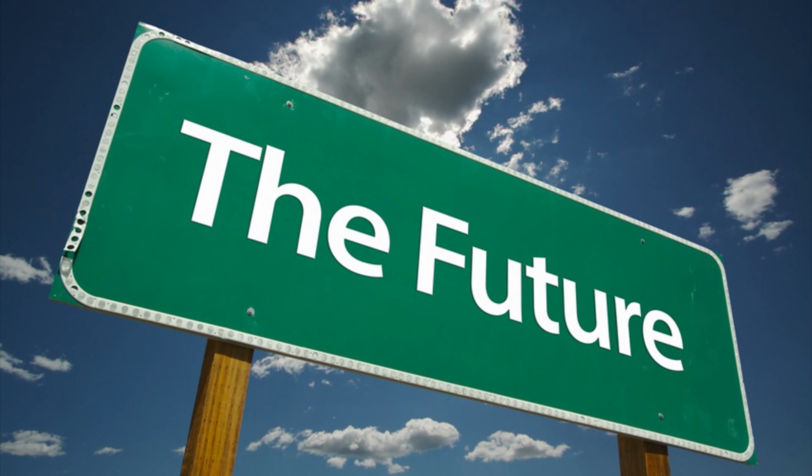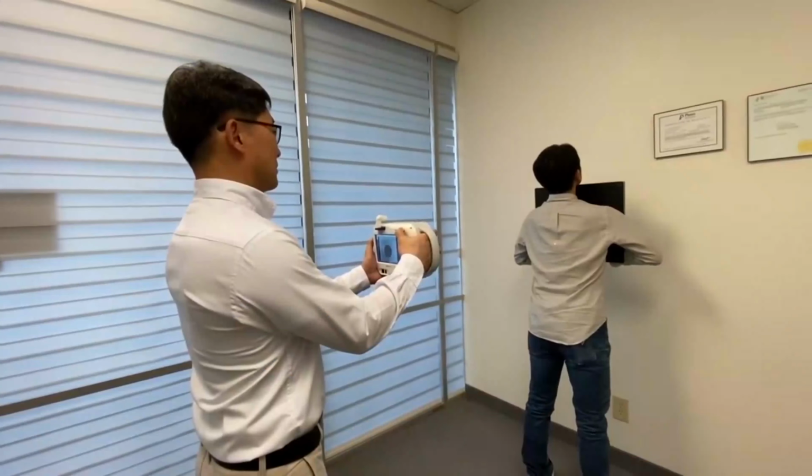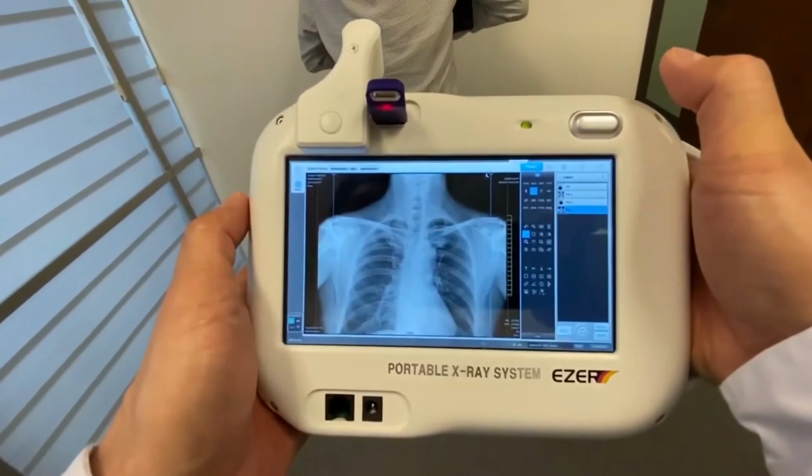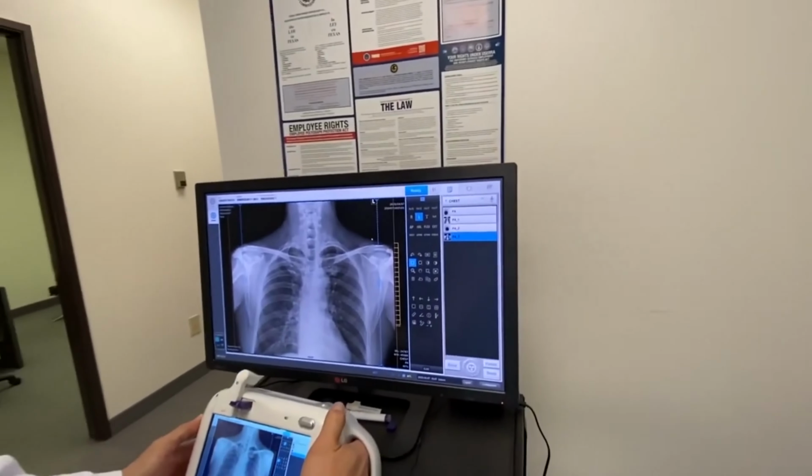The future is getting brighter every moment, with handheld portable digital X-ray machines taking over the market, and the darkroom will no longer be dark.